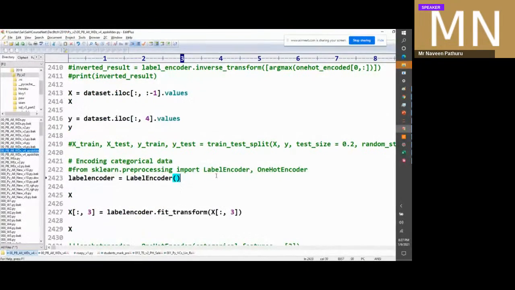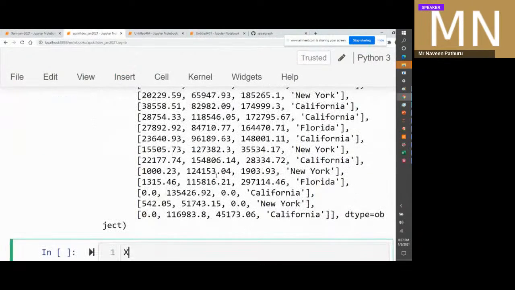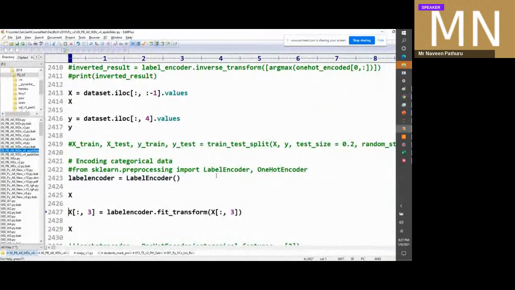Now what do we do? One more time, for the sake of discipline, we'll create a label encoder. We'll take a look at X. Here is X. X dot shape is 50 rows and 4 columns. Now what we'll do is go to X, this is a NumPy array, and do a little bit of slicing and dicing. Take all the rows, 3 means the 4th column. The 4th column means the state column, which is a textual column.